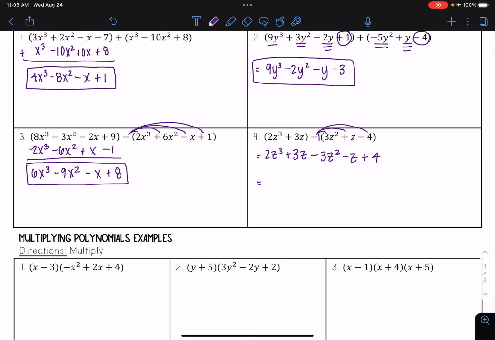And then now I want to go ahead and write this in standard form. So my highest exponent is a cube, so 2z cubed. I don't see any other z cubes, so I'm just going to write that, 2z cubed. My next highest exponent is z squared. There aren't any other z squared, so I'm just going to write minus 3z squared. The next highest exponent is 1, so I have 3z minus z to get plus 2z. And then that leaves me with plus 4 at the end.